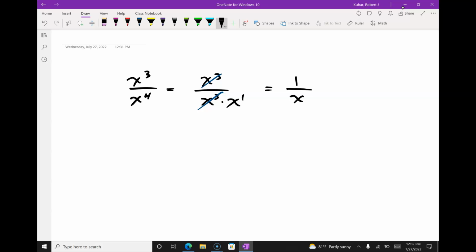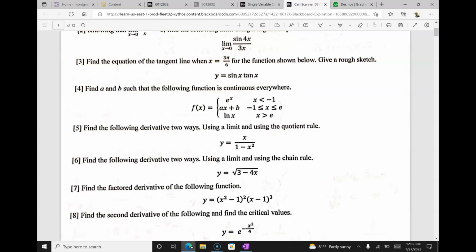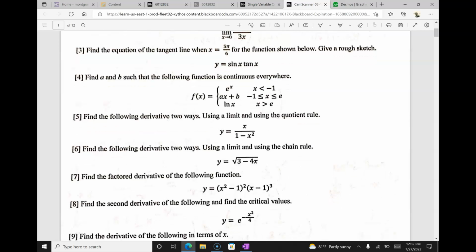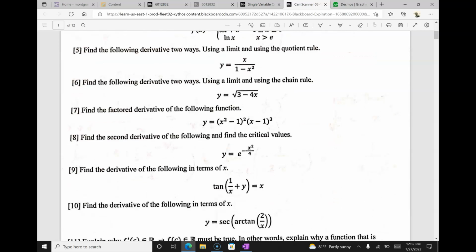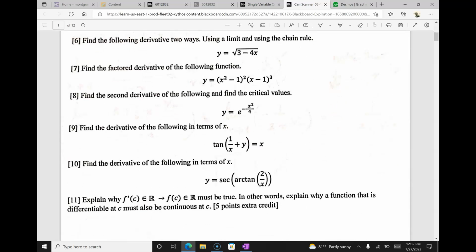How we doing? We okay? Good. Let's try a problem together. This is from test 3 from last semester. Let's do number 10.